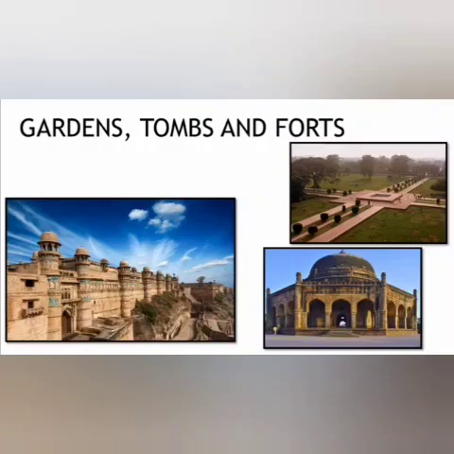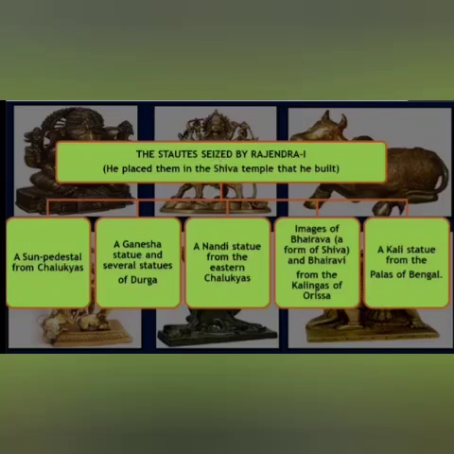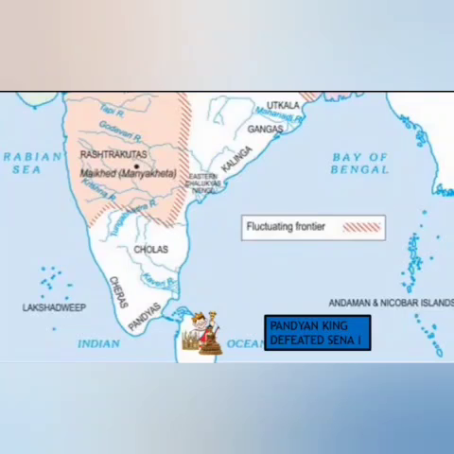Similarly, 11th century में चोला king Rajendra I, उन्होंने शिवा टेम्पल बनाया था. He filled it with prize statues which were seized from defeated rulers. An incomplete list included the sun pedestal from the Chalukyas, a Ganesha statue and many more. ठीक है. ऐसे ही Sultan Mahmud of Ghazni, he was a contemporary of Rajendra I.